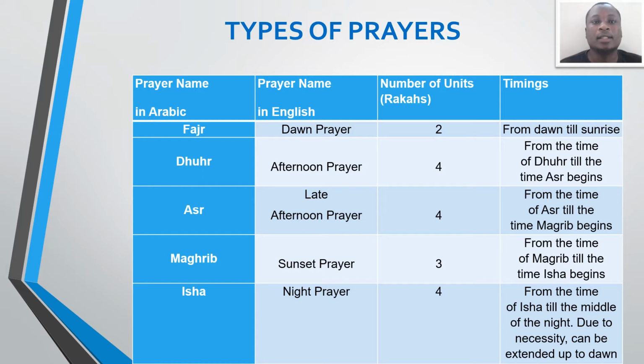The second one is Dhuhr prayer, which is the afternoon prayer, and it consists of 4 rak'ats. Then the third prayer is Asr prayer, which is the late afternoon prayer. It also consists of 4 rak'ats. And then we have the sunset prayer, also known as Maghrib. It consists of 3 rak'ats. Then we have Isha, the last prayer. It consists of 4 rak'ats. We'll learn about what a rakat is and how to perform it in our next video.